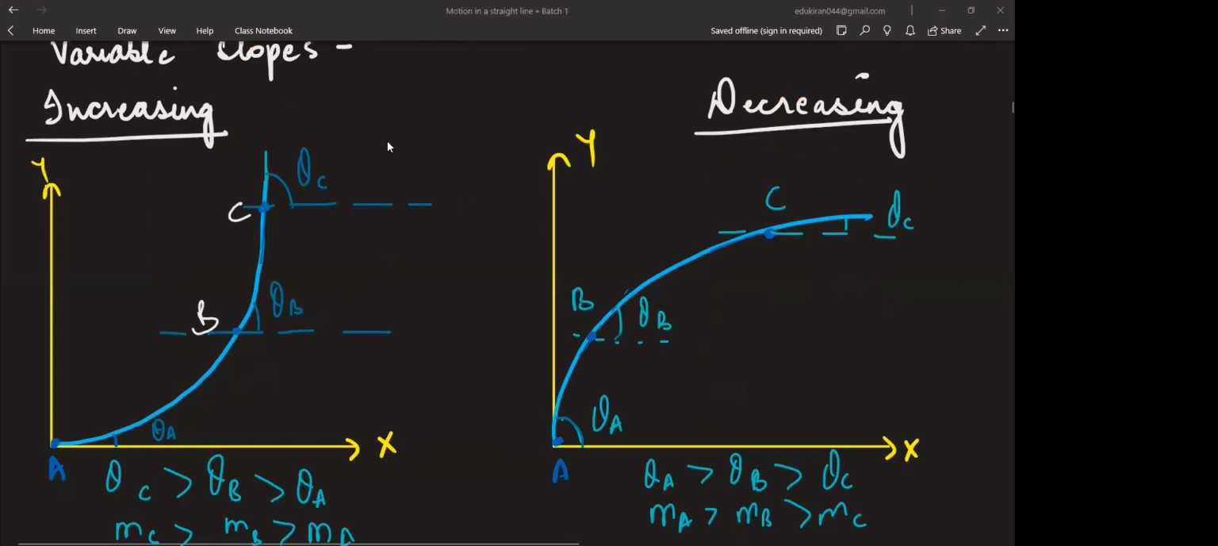Class, I will continue the rest. A small portion of graphs is left, and that question that I had shown you, I'll complete it.